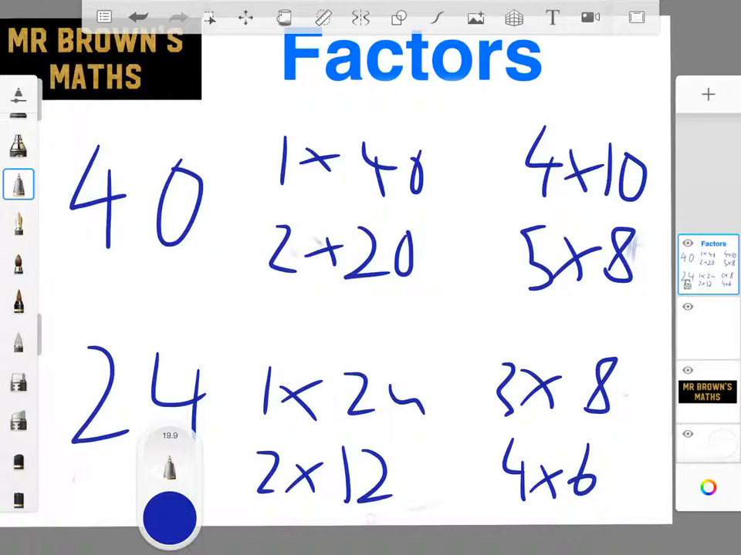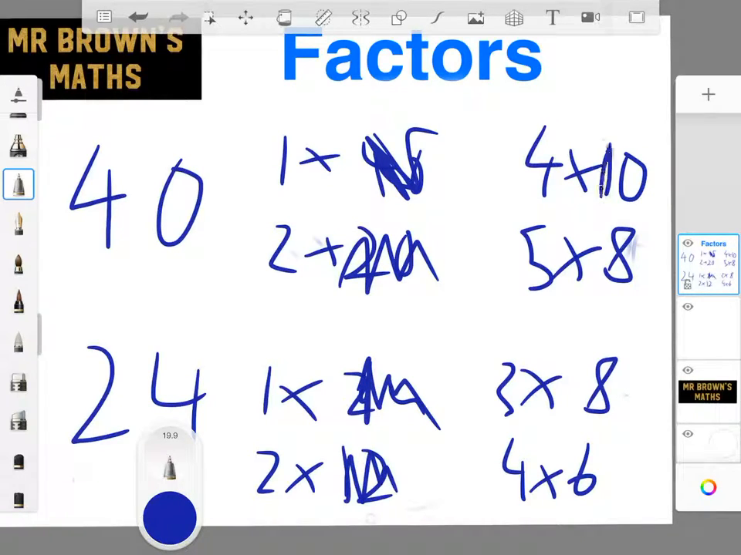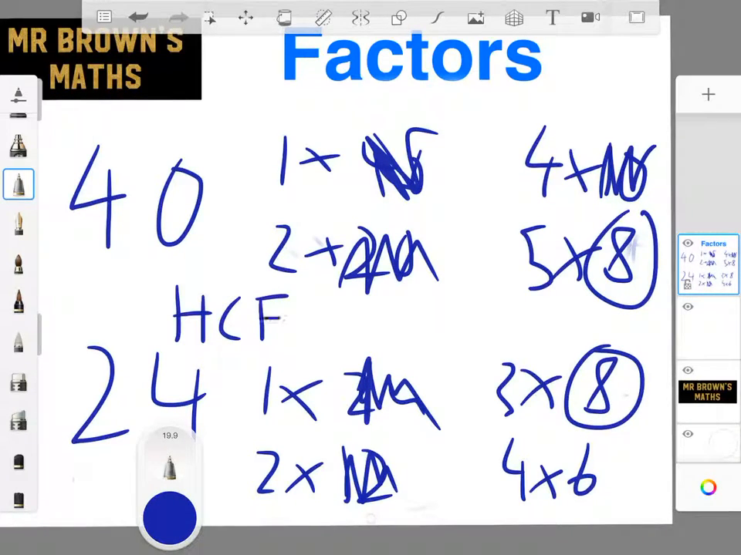So the biggest number we've got altogether is 40, but 24 doesn't go into it. Then we've got 24, but it doesn't go into 40. Our next biggest number is 20, but it doesn't go into 24. Then 12 doesn't go into either one. 10 doesn't go into any of them. 8 goes into both of them. So our highest common factor of 40 and 24 equals 8.